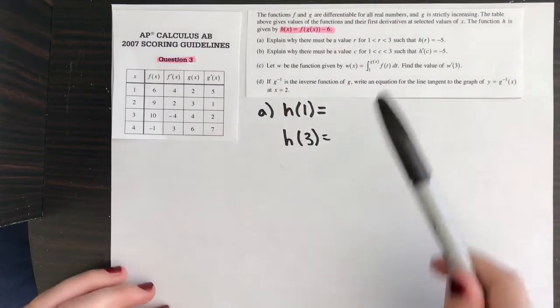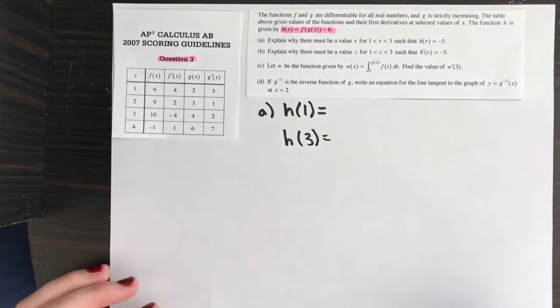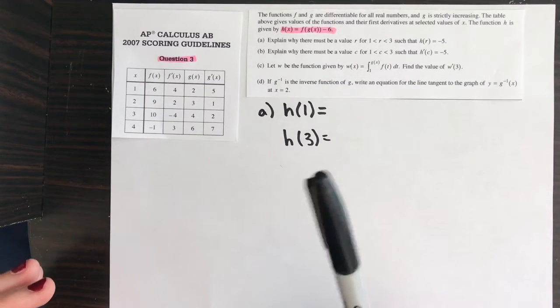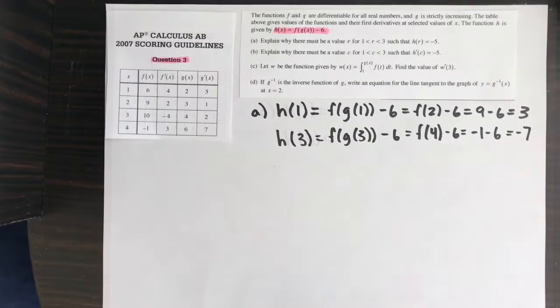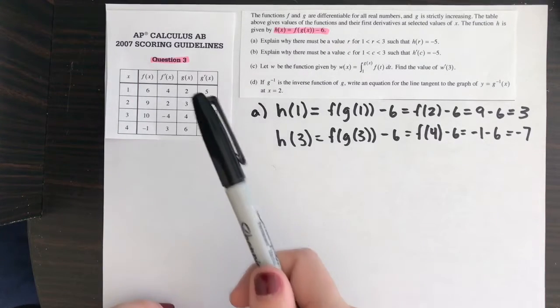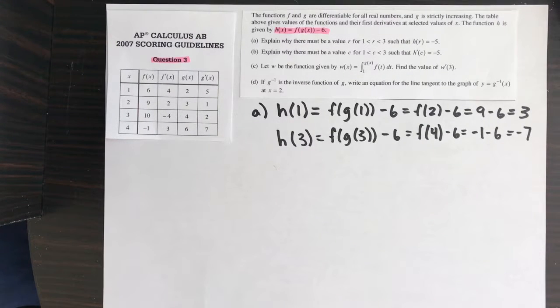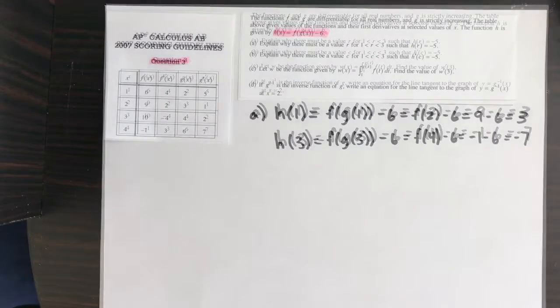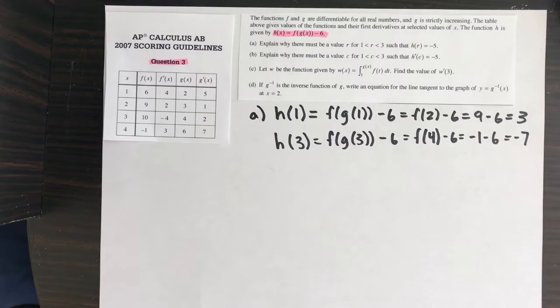Since we know our value r is between 1 and 3, let's begin by testing the values of h for h of 1 and h of 3. We can find h of 1 and h of 3 by plugging in 1 and 3 into the equation given. However, it's important to note that this is potentially tricky since there's a function inside a function, so that requires a little bit of thinking. But we can easily find values on the table for g of 1 and f of 2 and g of 3 and f of 4. By evaluating, we find that h of 1 equals 3 and h of 3 equals negative 7.